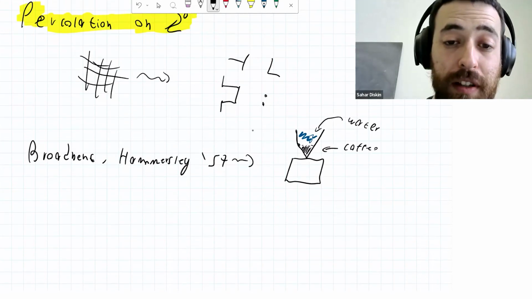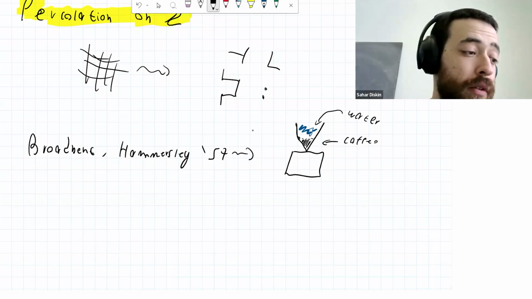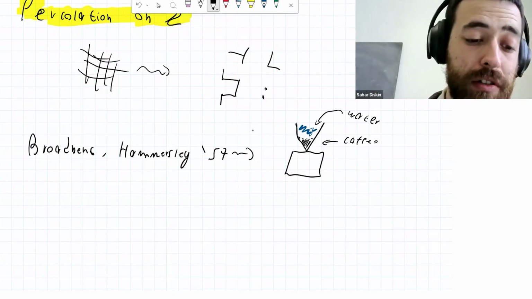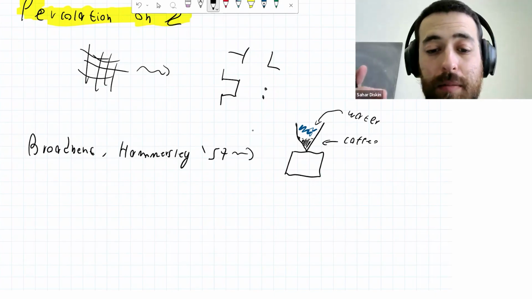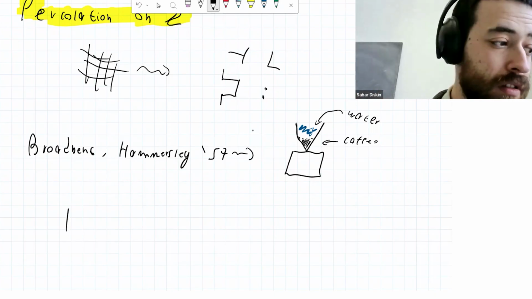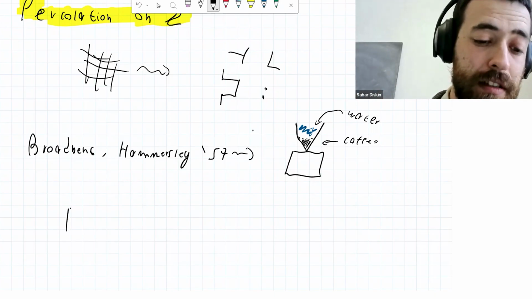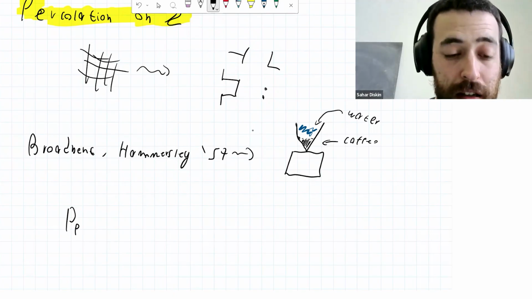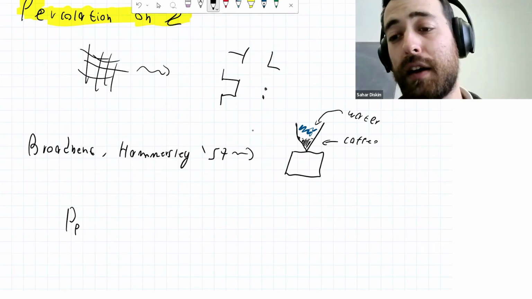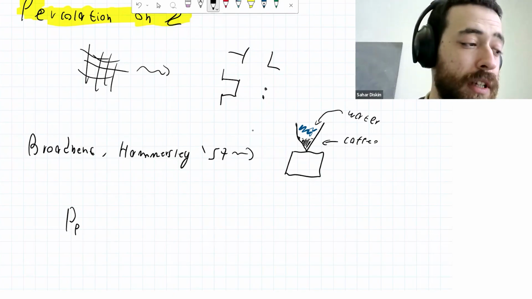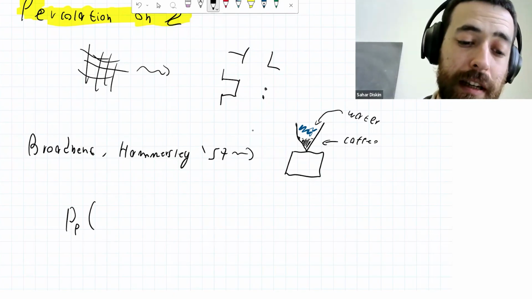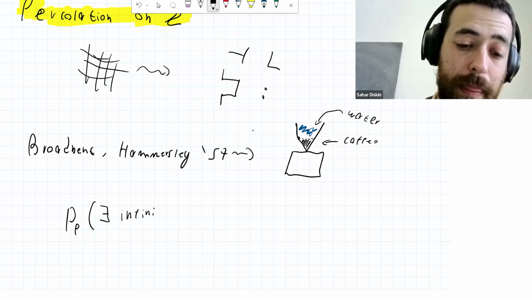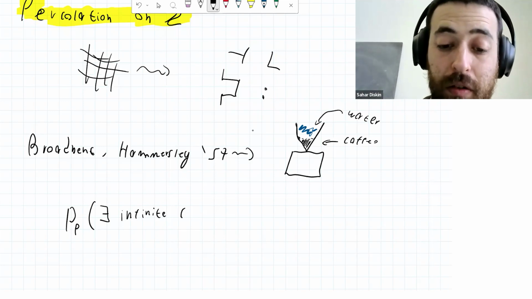on Z^d, for example, it's very easy to show the following. So there is some critical point. So let me write it like this. Under P, so if I do p-percolation, and I could write here Z^d, but when the graph in question is obvious, I will just omit the subscript. So the probability that there exists an infinite cluster, an infinite connected component.